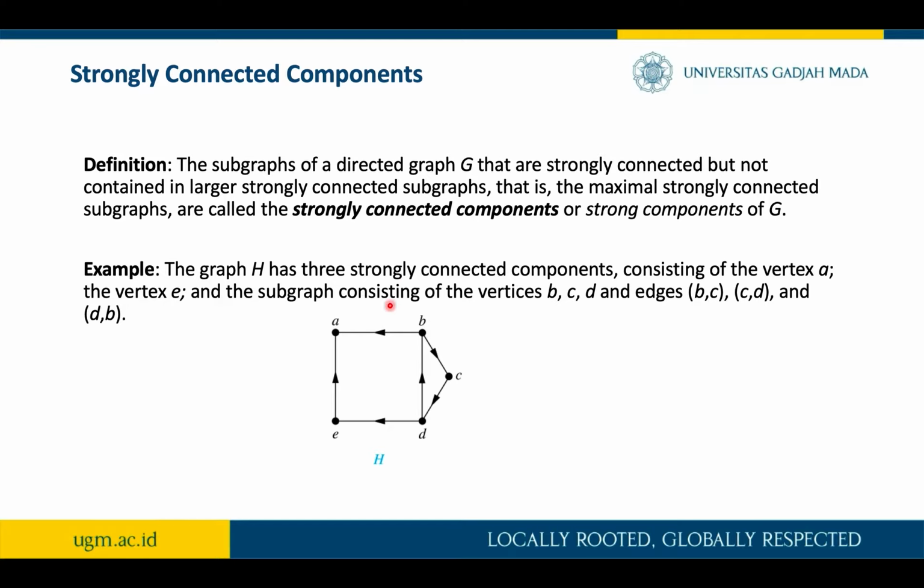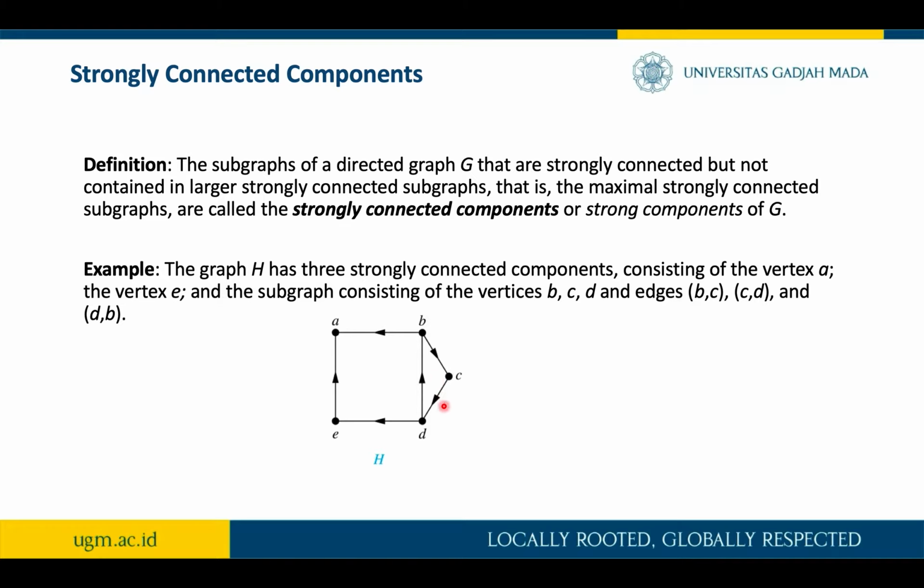An example here, again, graph G. Graph G here has three strongly connected components. The first one is this one, B, C, D. So if you pick any two vertices, one as the initial vertex and the other one as the terminal vertex, then we can always have a path here from B to C, from C to B, from C to D, from D to C, and then from D to B and B to D.